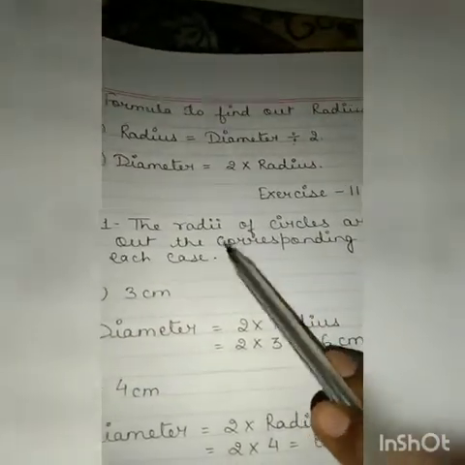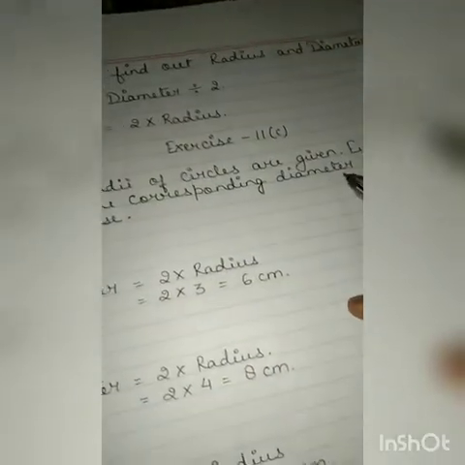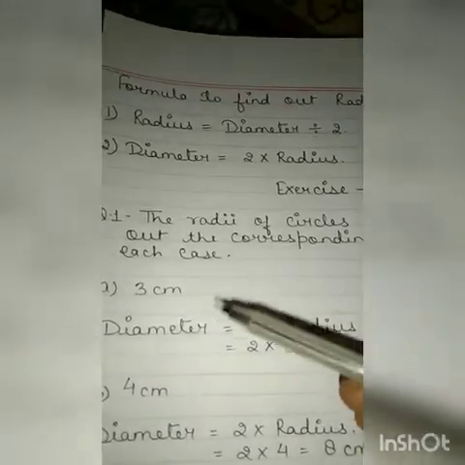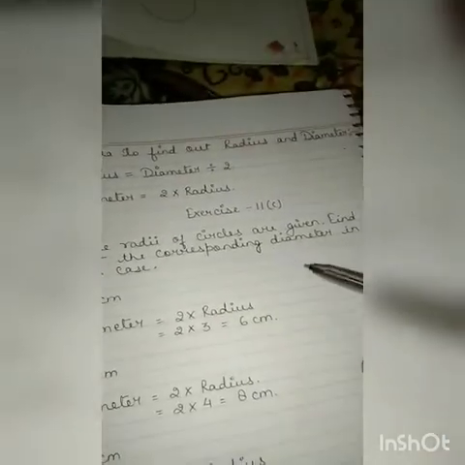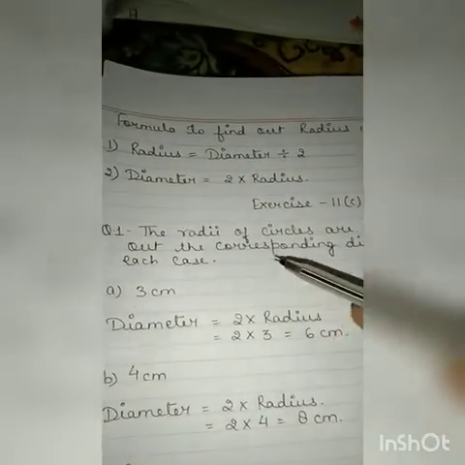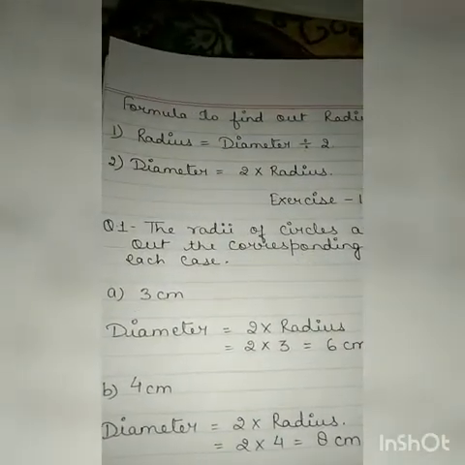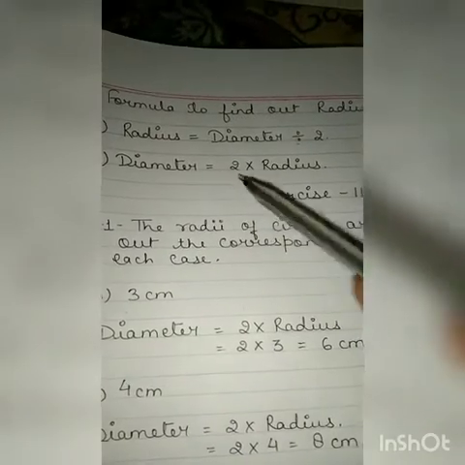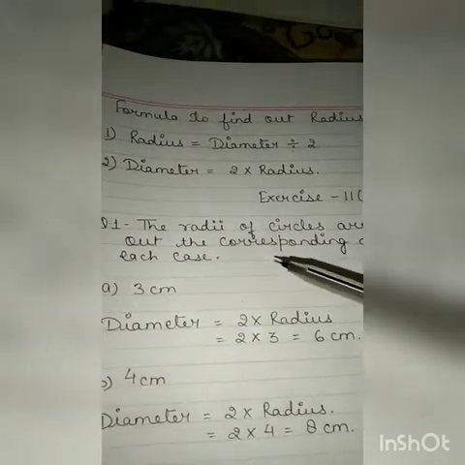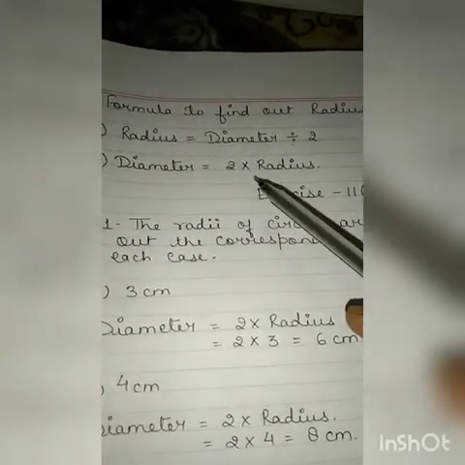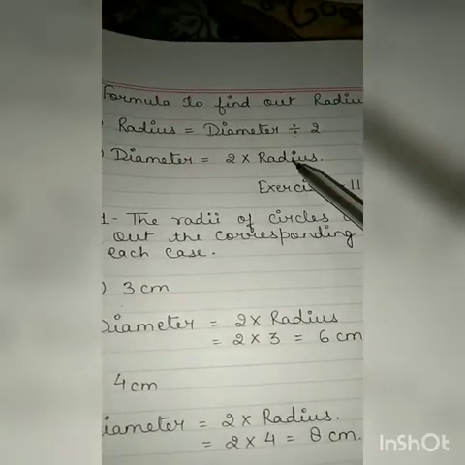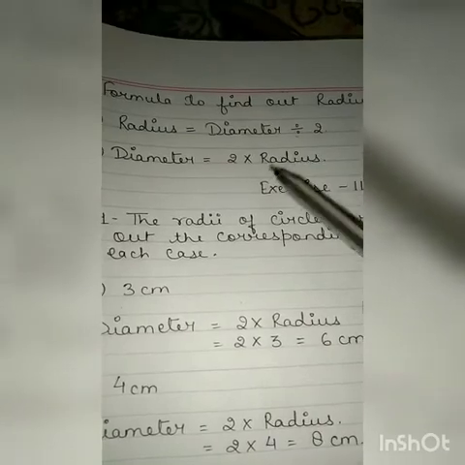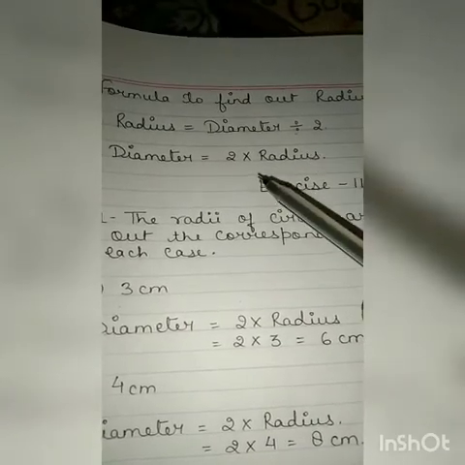So the first question is: the radii of circles are given. It means in this question the radii are given, and you have to find out the corresponding diameter in each case. Simple, you will use the formula of diameter because the question is asking to find out diameter. So you will write the formula of diameter and put the number in place of radius and simply multiply that number by 2.